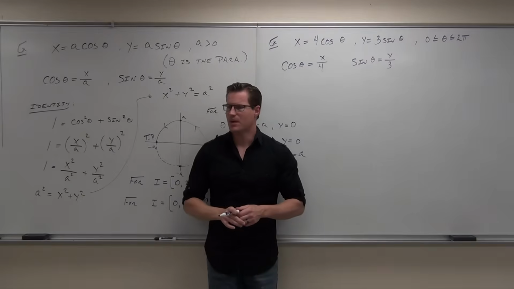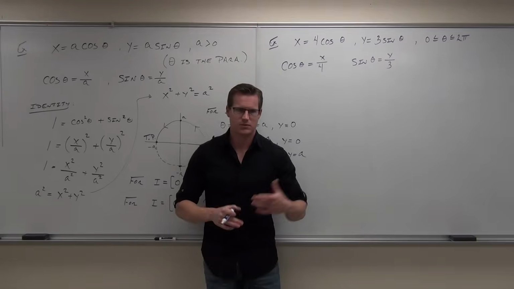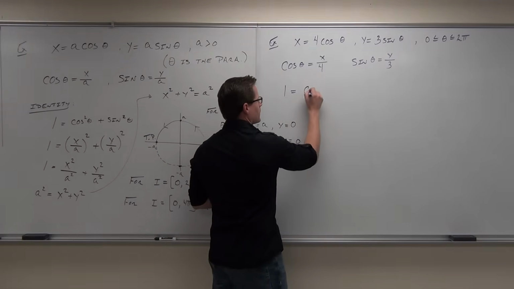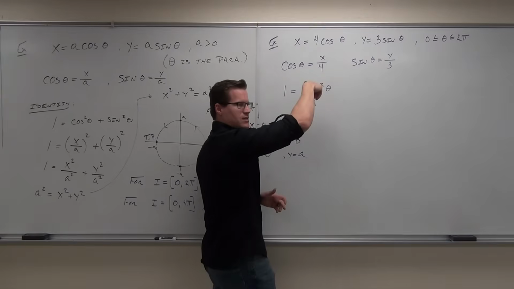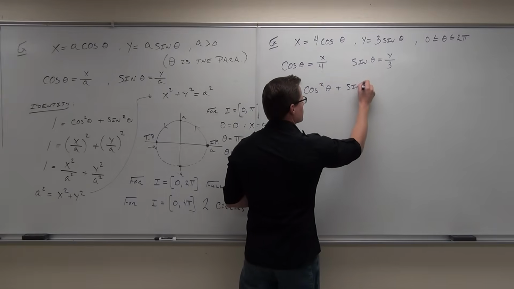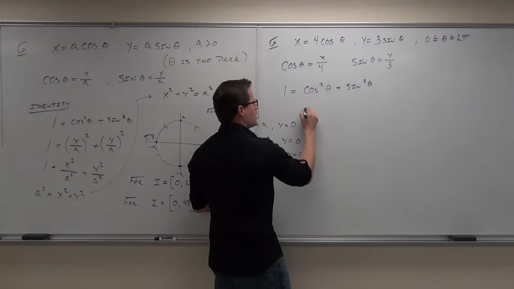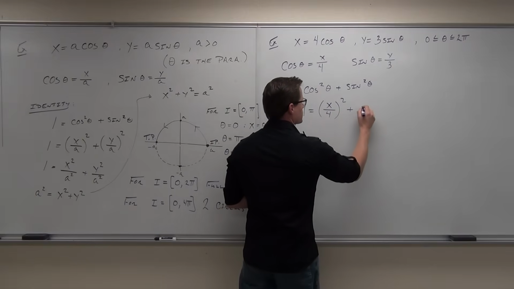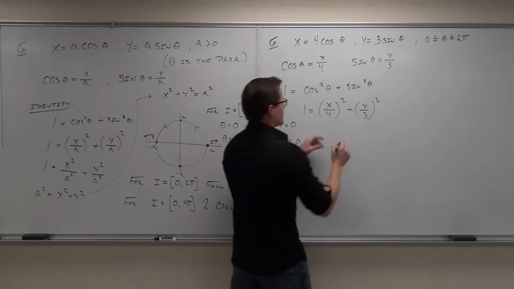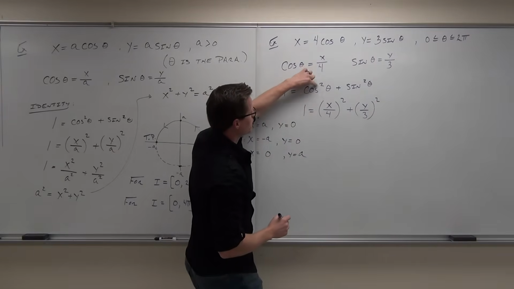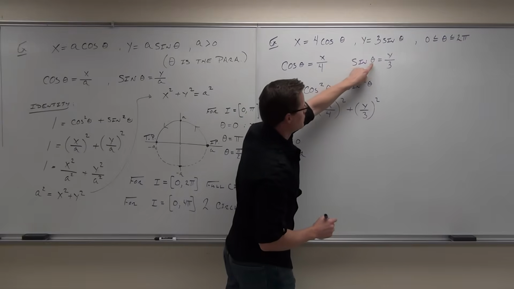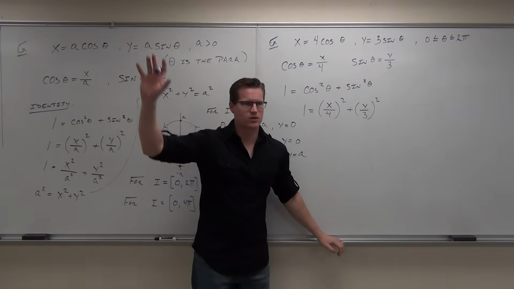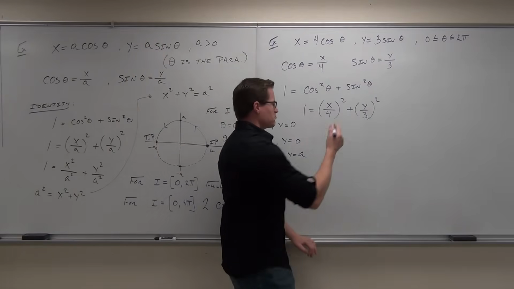Could I still use the same identity to put those together? Yes. Well, I know that sine squared plus cosine squared equals 1. I can do that here. So 1 equals cosine squared theta, and I'll put it in this order because I like my x's coming first, plus sine squared theta. No problem. Do our substitution. That gives us 1 equals x over 4 squared plus y over 3 squared, because I have cosine squared, and I have sine squared, which is y over 3 squared. Show of hands if you're okay with the algebra on that one. Simplify it. Let's look at what this gives us.